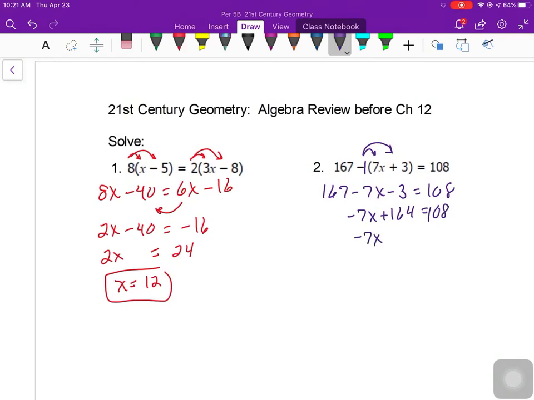We'll subtract the 164 on both sides. We'll have negative 7x equals negative 56. We divide by negative 7. X works out to be 8.